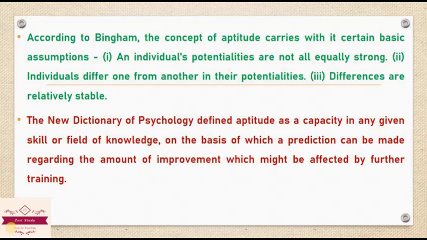1. An individual's potentialities are not all equally strong. 2. Individuals differ one from another in their potentialities. 3. Differences are relatively stable. Aptitude thus seems to be indicative of a person's power to acquire the specified behavioral pattern of interest, knowledge, and skill. The aptitude measure serves primarily to indicate what an individual will be able to learn, whereas ability measure presents evidence of what the individual is able to do now if he applies himself.